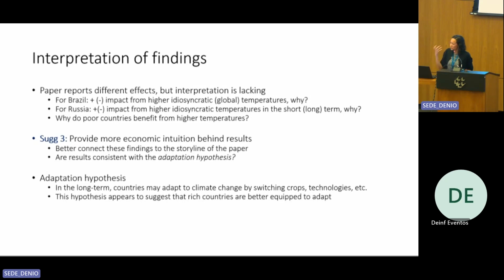It would be nice to flesh out what is happening, what you think is driving it, and to do some tests, like perhaps the ones I suggested for Russia. You see a positive impact from higher idiosyncratic temperatures in the short term, but a negative one in the long term. Why? What do you think? Is there a way for you to get a sense of what might be driving countries to respond in opposite magnitudes in the short and long term?